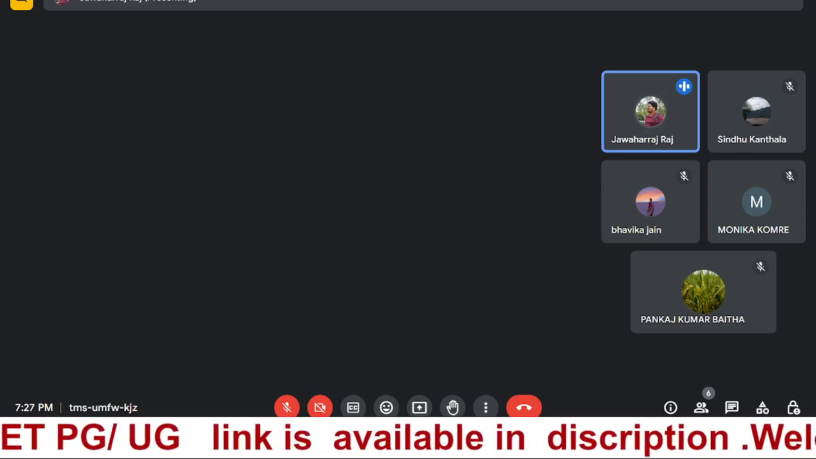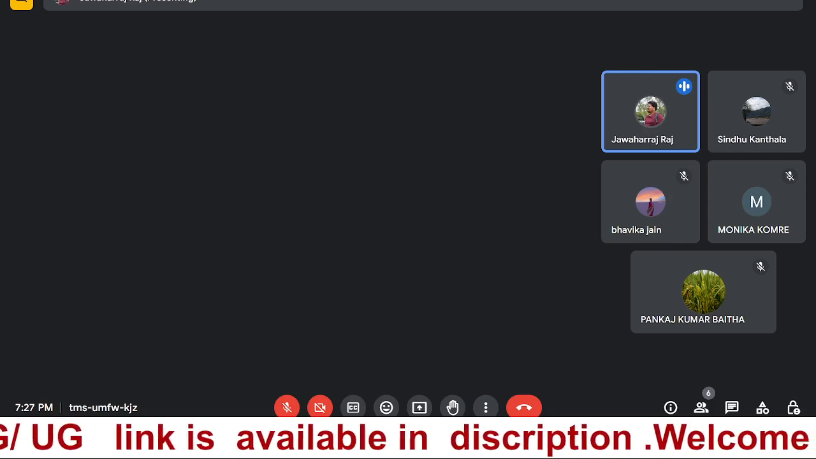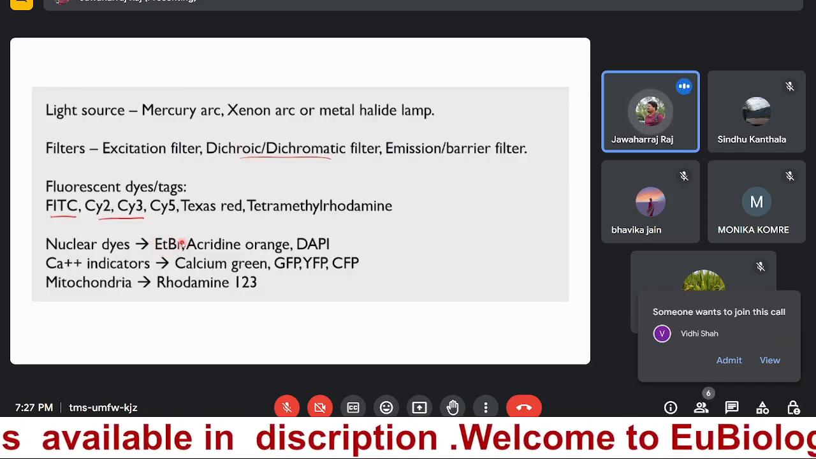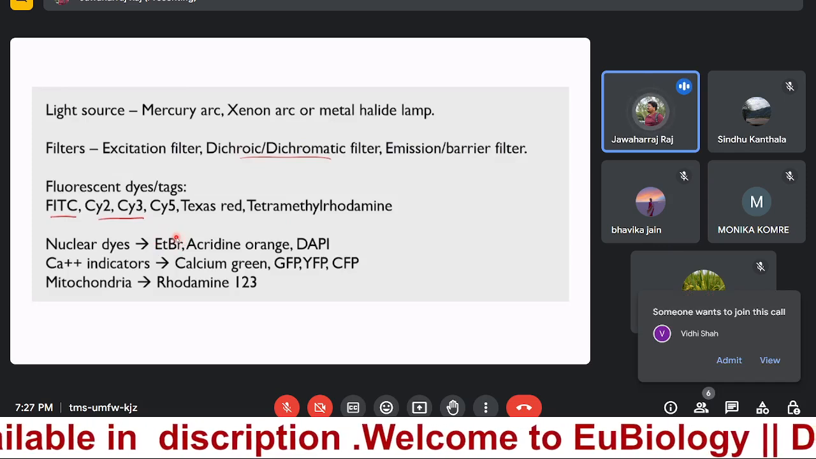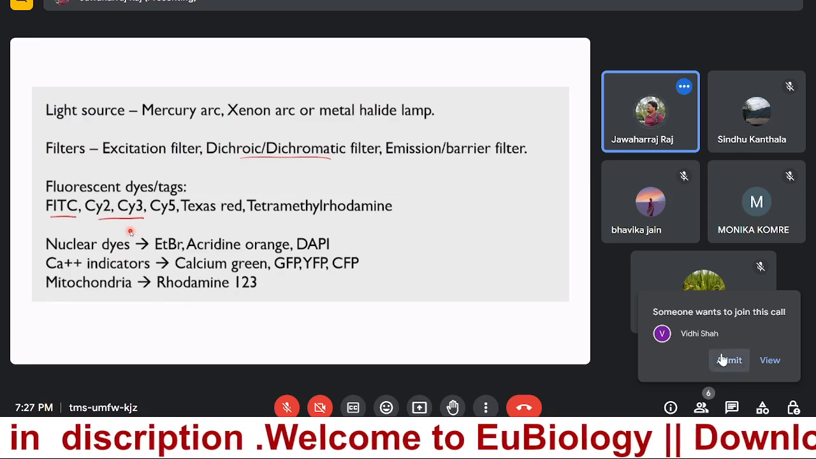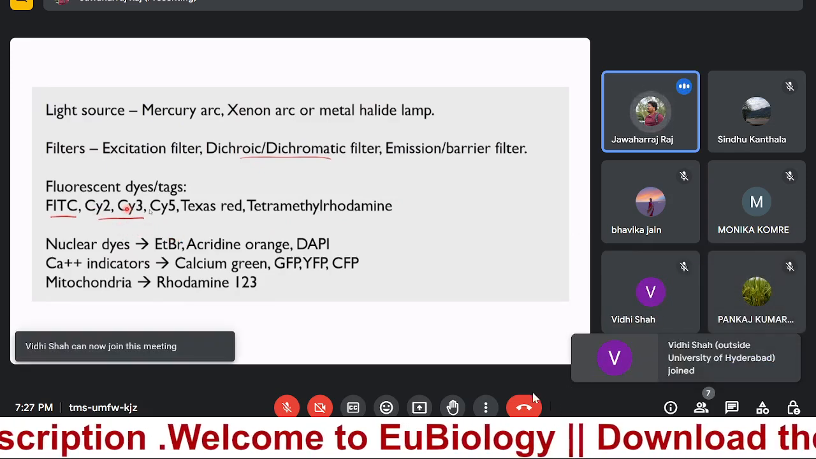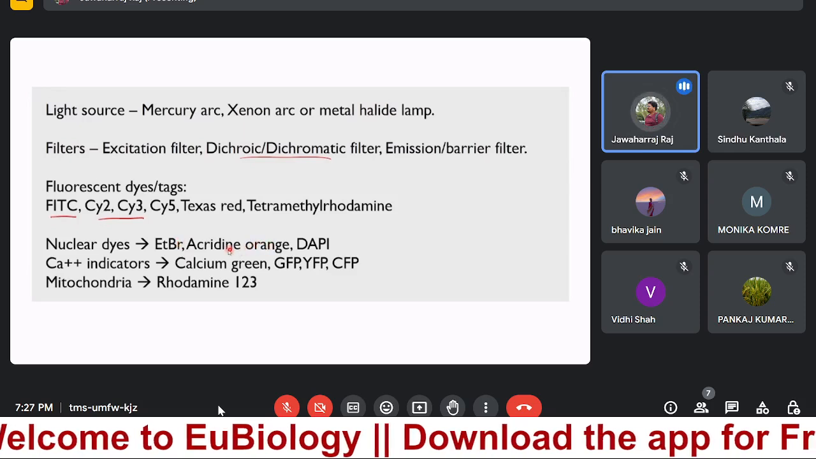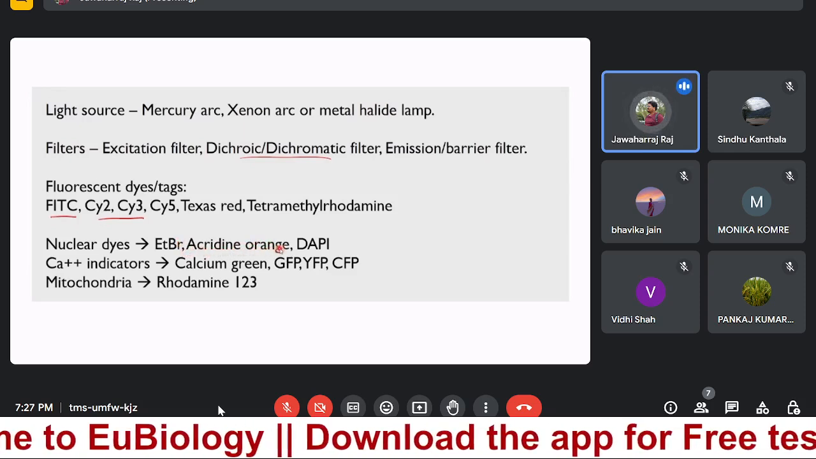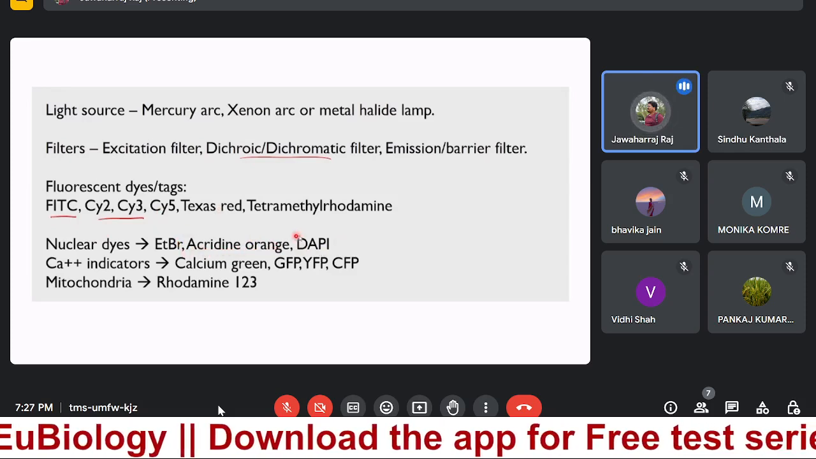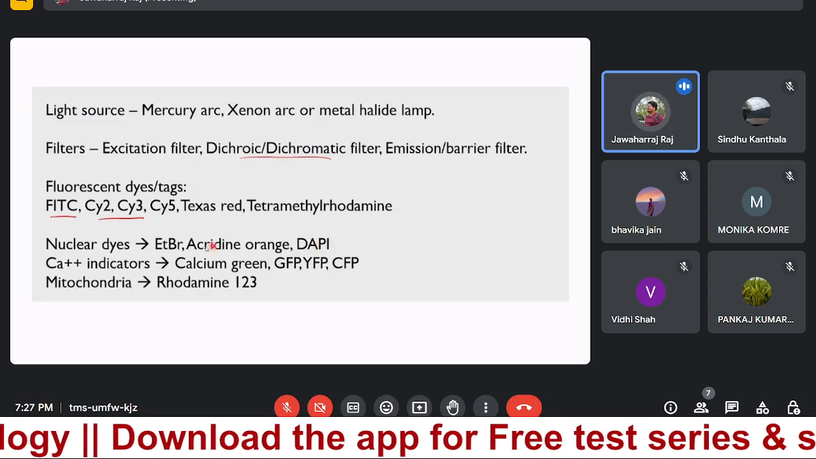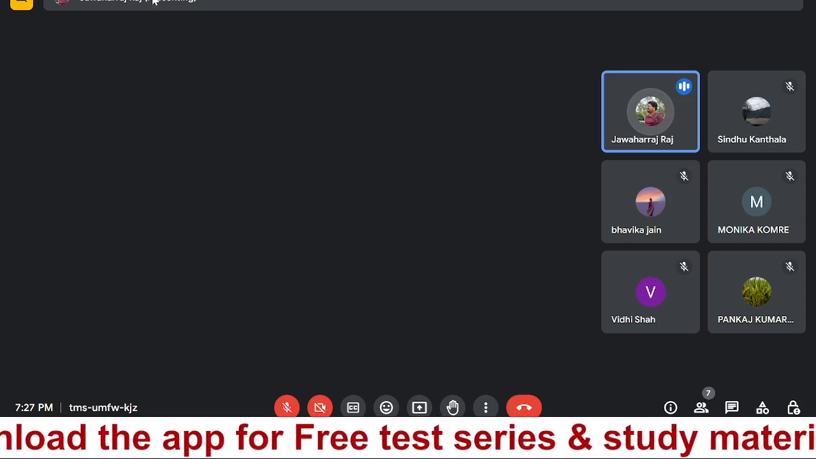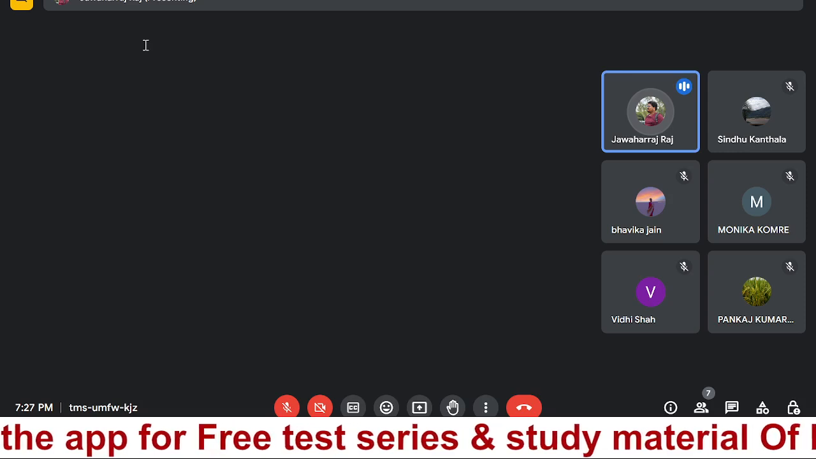For nuclear dyes, if you are having DNA or RNA, it should be given color by EtBr, ethidium bromide. Only ethidium bromide can give the color to DNA, not this Texas Red or FITC. Only EtBr can be used as a nuclear dye. In the same way, red and orange can give color to DNA, and DAPI can give color to DNA. Only these can give color to DNA, not the fluorescent tags or dyes which we are using here.